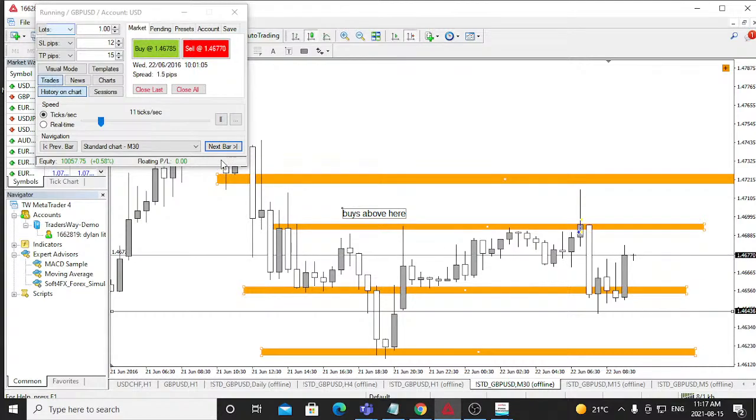NYSE Open is the New York Stock Exchange Open. That's when people are getting into stocks, so you'll see volume also going to Forex. So when we get to here, these areas are basically zones of consolidation.